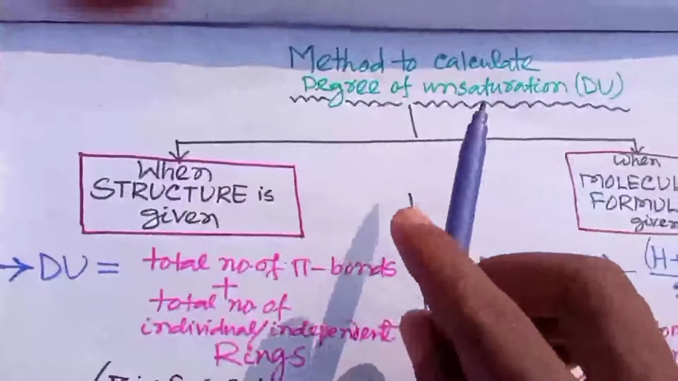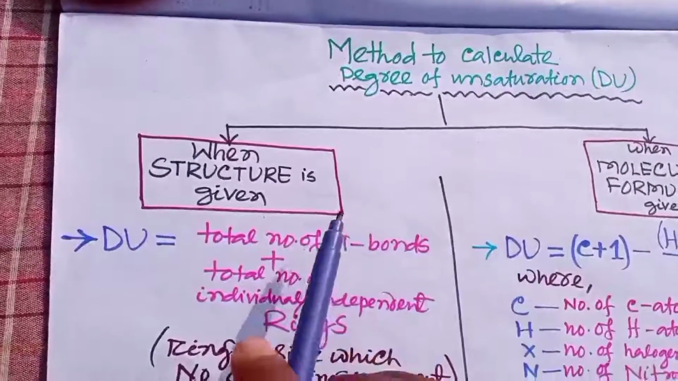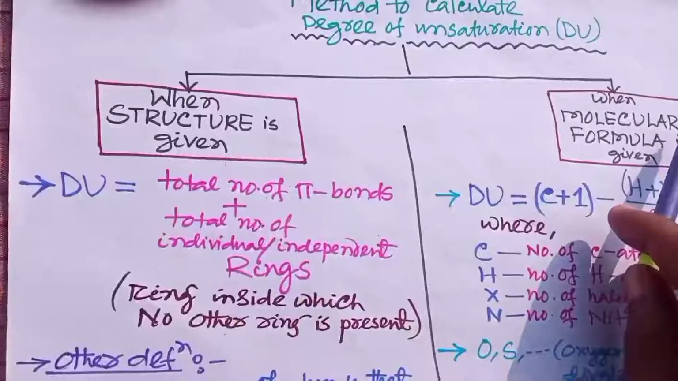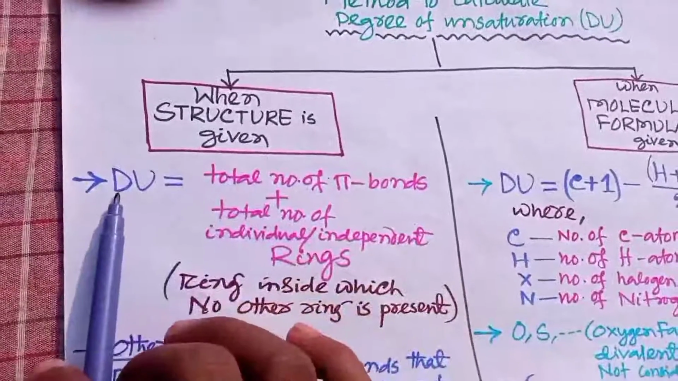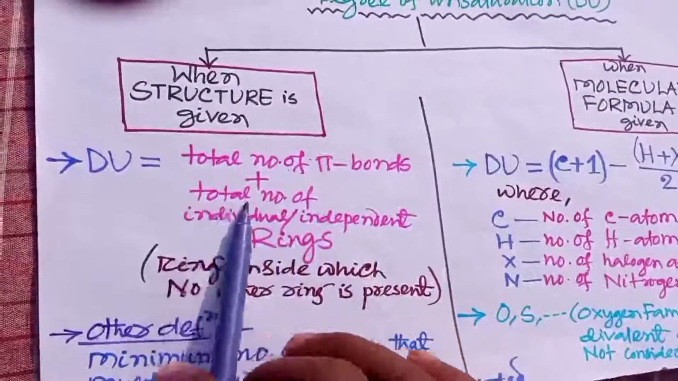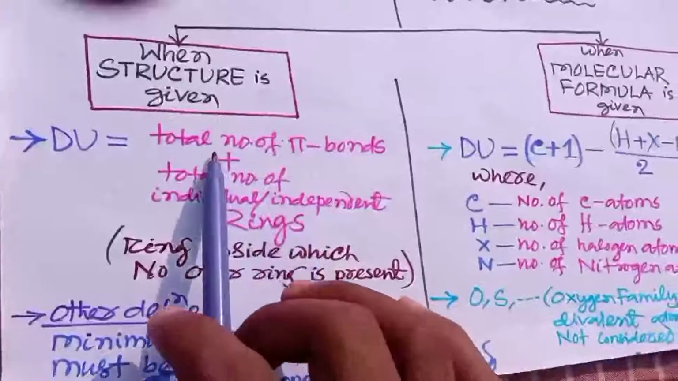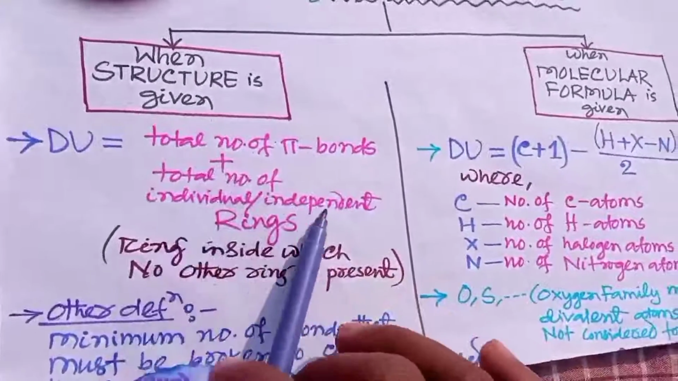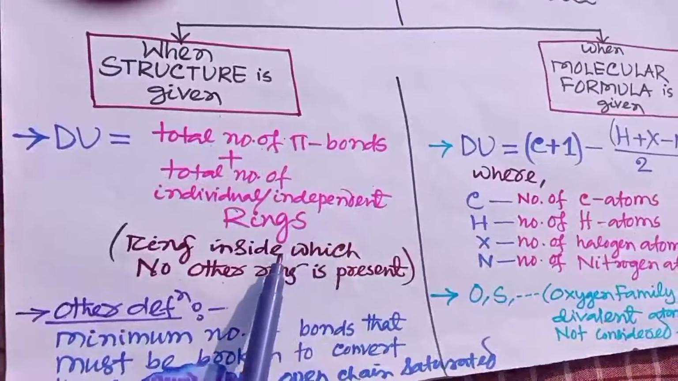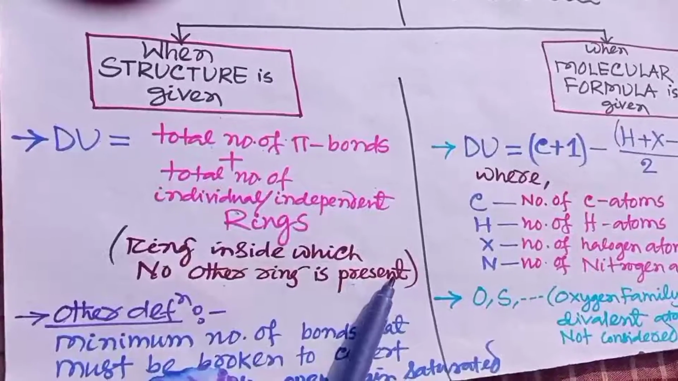Let's see the method to calculate the degree of unsaturation. It is basically of two types: when the structure is given and when the molecular formula is given. When the structure is given, the degree of unsaturation is equal to the total number of pi bonds present in that compound plus the total number of individual or independent rings present in that compound. By individual or independent rings, we mean rings inside which no other ring is present. This type of ring we have to count.